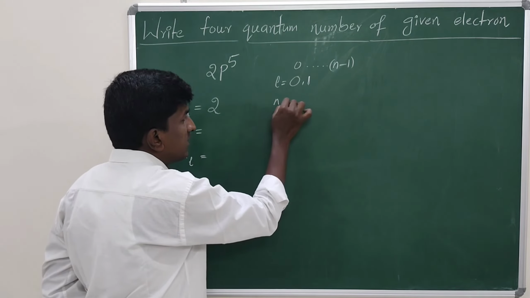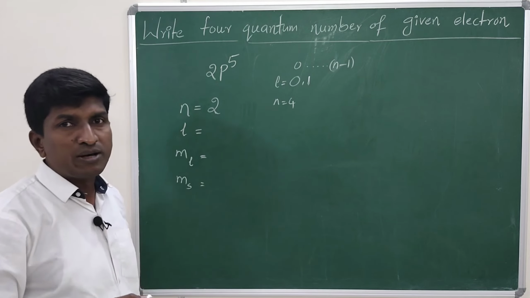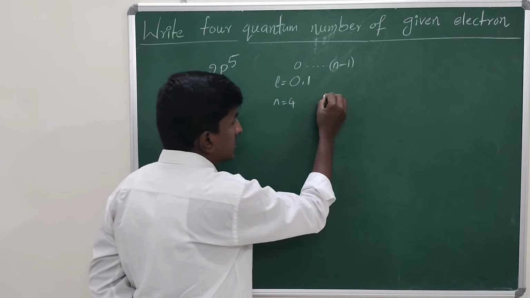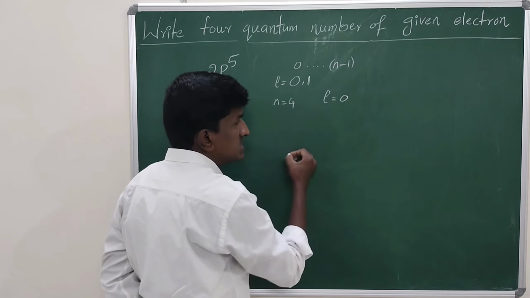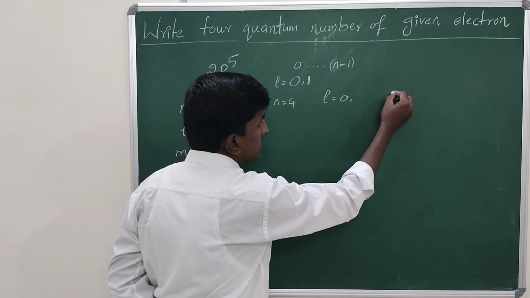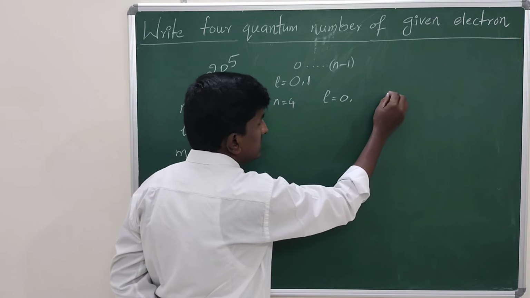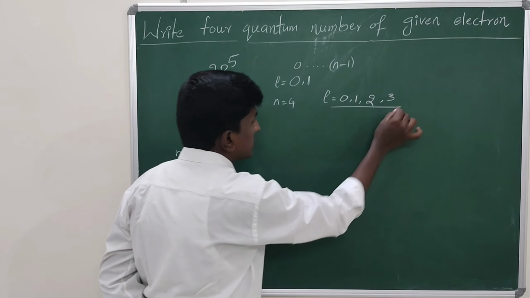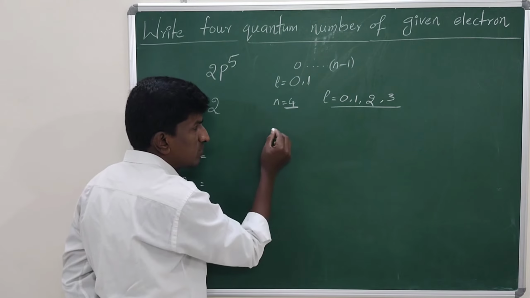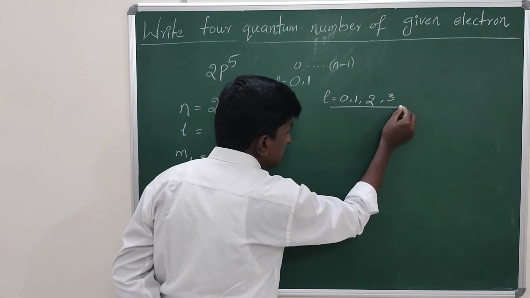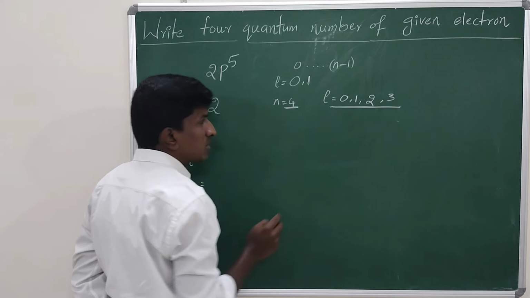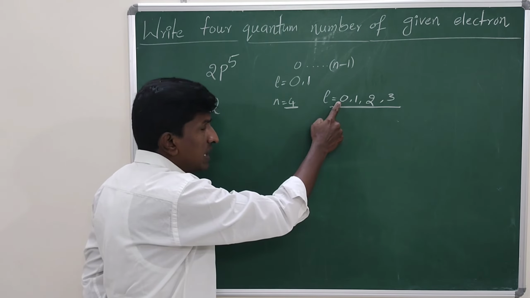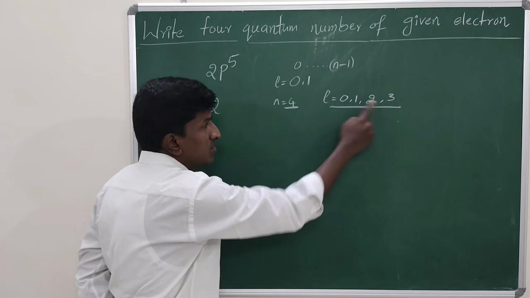Similarly, if n equals 4, how many angular momentum quantum numbers are there? The least value is 0 and the maximum value is n minus 1, so 4 minus 1, that is 3. So 0, 1, 2, 3: four values are there. When the principal quantum number is 4, four angular momentum quantum numbers are present, the smallest is 0 and the maximum is n minus 1.